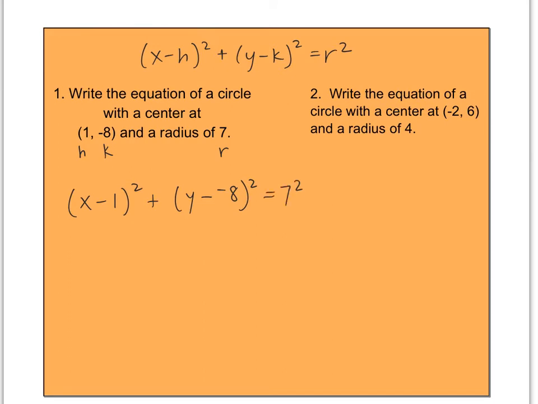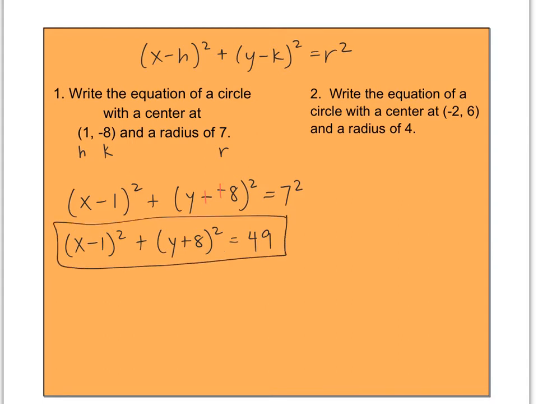We have just a little bit of simplifying to do. x minus 1, there's not much we can do with, so we just copy that down. But here, when you see minus a minus, this actually changes to a plus. And so the next part should be y plus 8. We can change that from a minus minus, a double negative. And then 7 squared is 49. So we want to make sure we change that. And this would be our final equation for the circle.